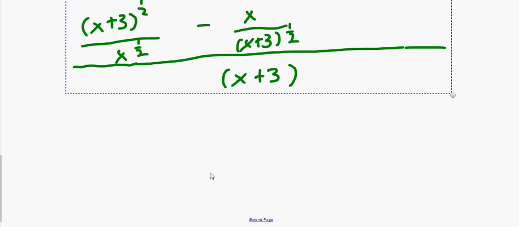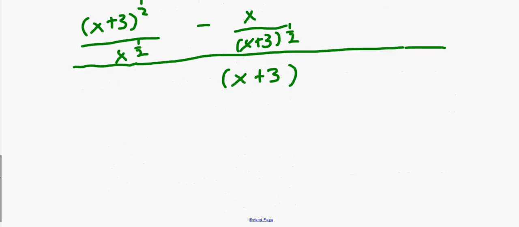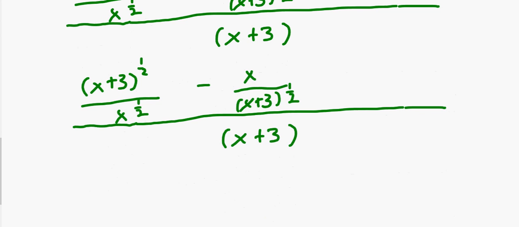Now, what's the common denominator going to be? What do I put on top? Yeah, x plus 3 to the power of a half, top and bottom. Okay, and what about the other one? What does it need? X to the power of a half. Alrighty, let's see what happens next.